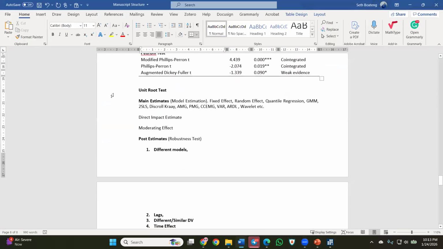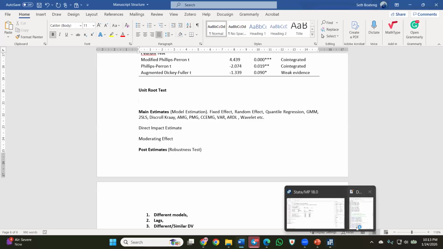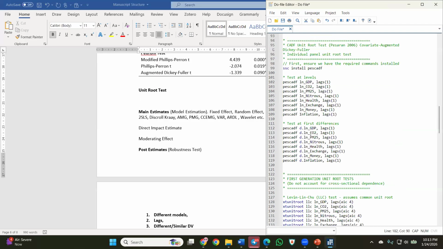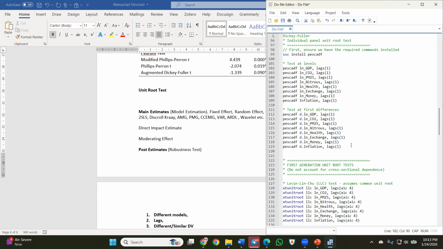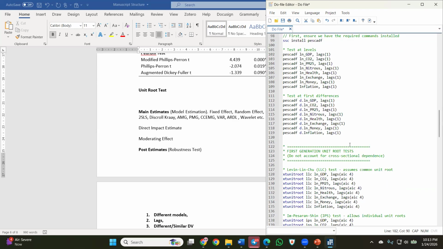So we are at unit root. For unit root, we have first generation unit root, and then second generation unit root. The second generation is used when you want to account for cross-sectional dependency. The first generation is the normal unit root. It does not account for cross-sectional dependency. But the second generation accounts for cross-sectional dependency.